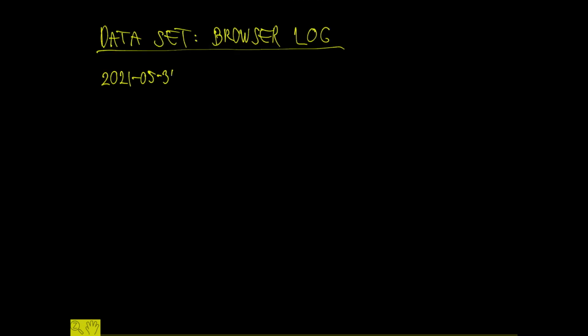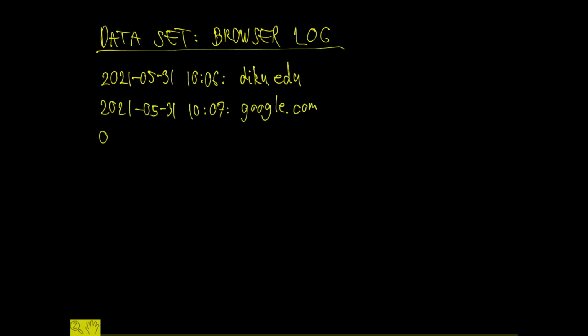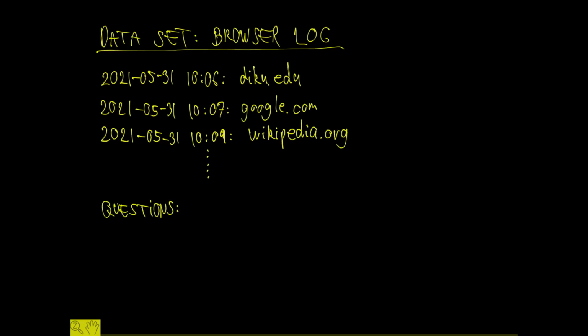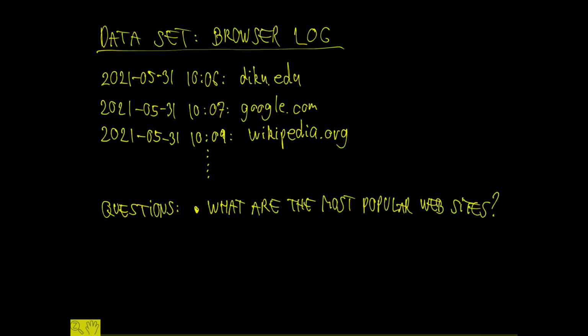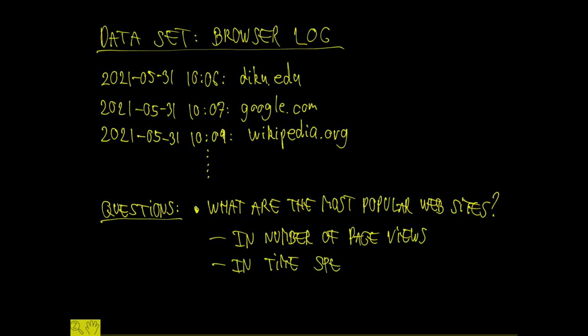Let's consider a data set which consists of a log from a browser. We have a bunch of timestamps and corresponding websites that were visited at those times. One type of question that you might want to ask about this kind of data is, what are the most popular websites? You could measure popularity in several different ways, for example in the number of page views or in the total amount of time spent on a page.